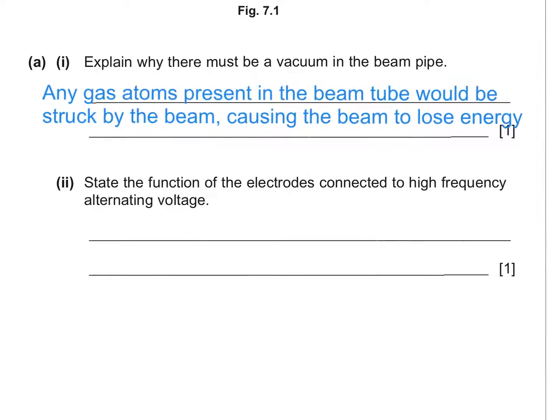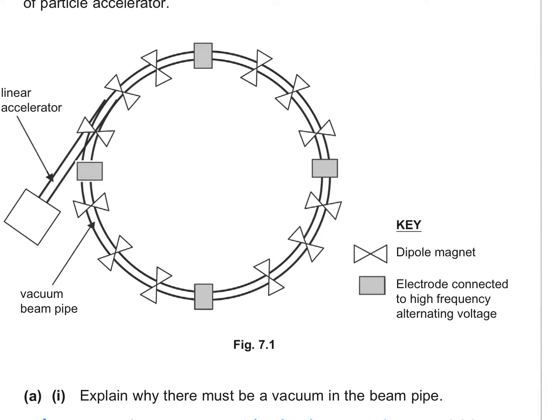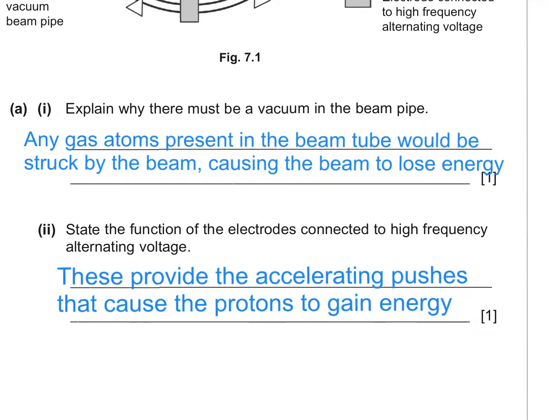Part 2 then, state the function of the electrodes connected to the high frequency alternating voltage. So these are the accelerating pushes that we get at these various points. They're the ones that are adding energy to the particles by giving them a little push as they go round. So, something along those lines. These provide the accelerating pushes that cause the protons to gain energy.